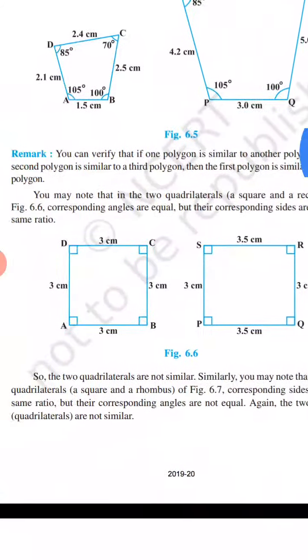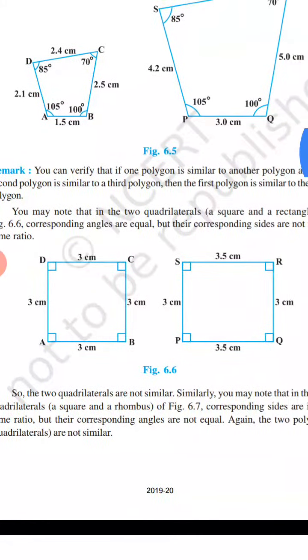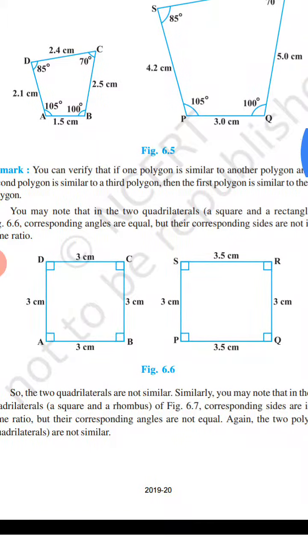Similarly, here you see two figures, but the second is not a square, it is a rectangle. The sides of the first are 3, 3, 3, 3. First one is a square and the second one has sides 3, 3 and 3.3, a rectangle. So the sides are not in the same ratio. Angles are equal, each angle is 90 degrees, but these are not similar figures.